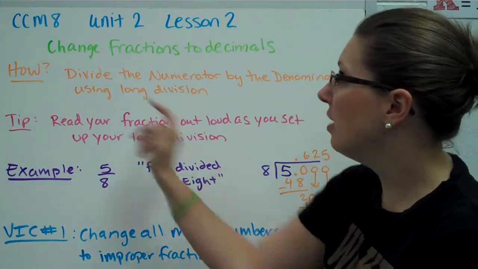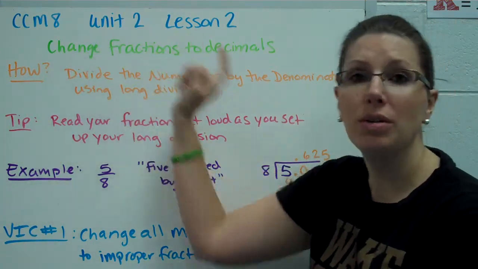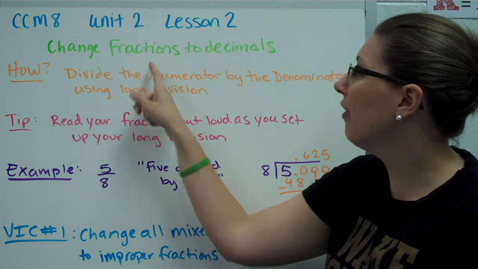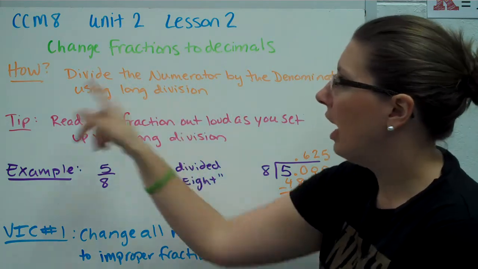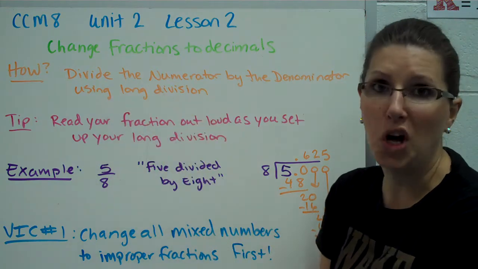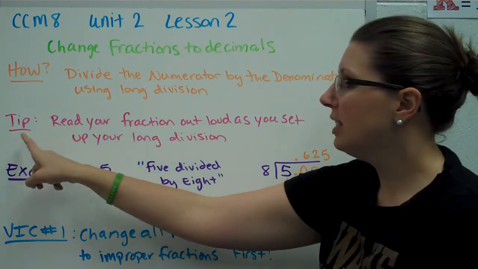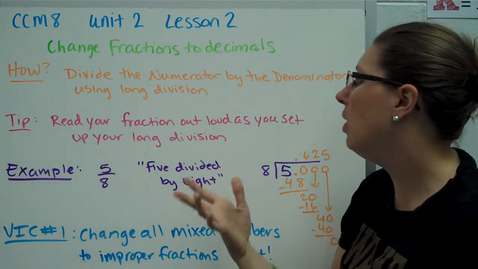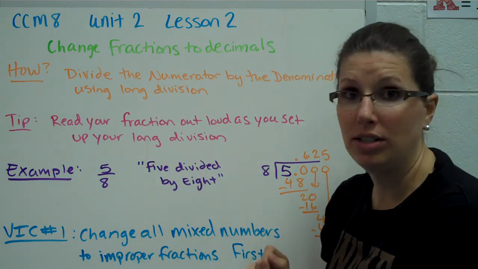Hi, today we're talking about CCM8, Unit 2, Lesson 2, changing fractions to decimals. How do we do that? We're going to divide the numerator by the denominator using long division. A tip is to read your fraction out loud as you set up your long division.